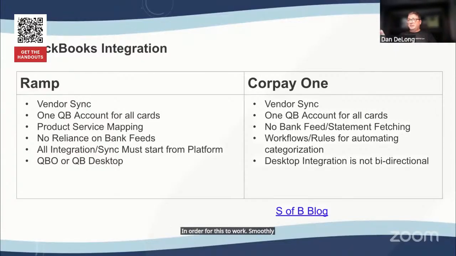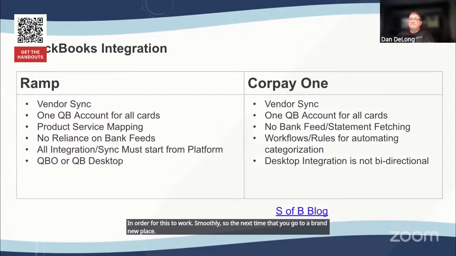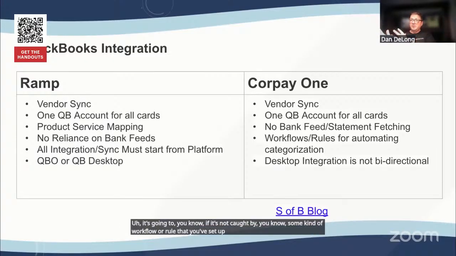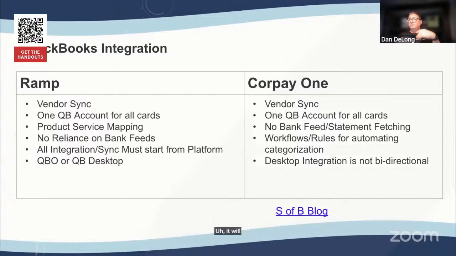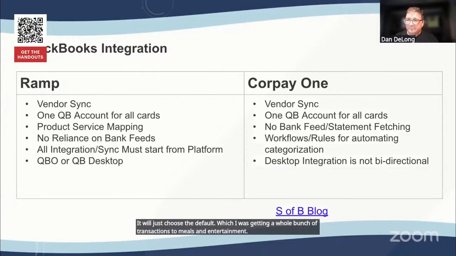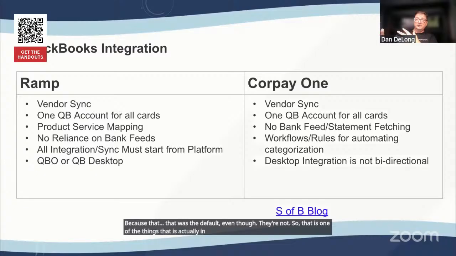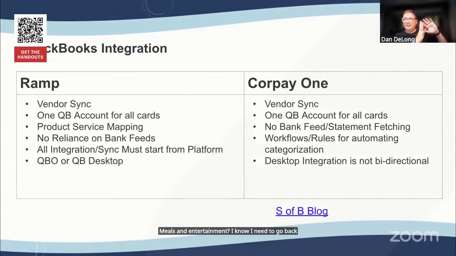So the next time that you go to a brand new place, if it's not caught by some kind of workflow or rule that you set up in Corpay, it will just choose the default. I was getting a whole bunch of transactions in meals and entertainment because that was the default, even though they're not. So that is one of the things that is actually in my workflows. If I see a large amount in meals and entertainment, I know I need to go back into Corpay and set up my advanced workflows.